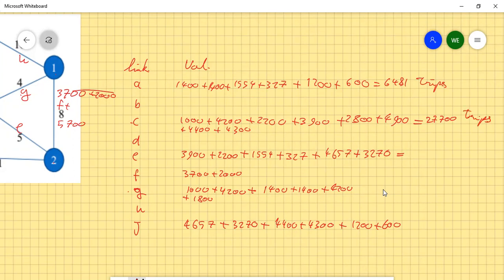Here this is gonna be 5-7 trips, and this will be 1,000. Okay, so this is 5,200 plus 2,800 plus 14,000 دكتور.